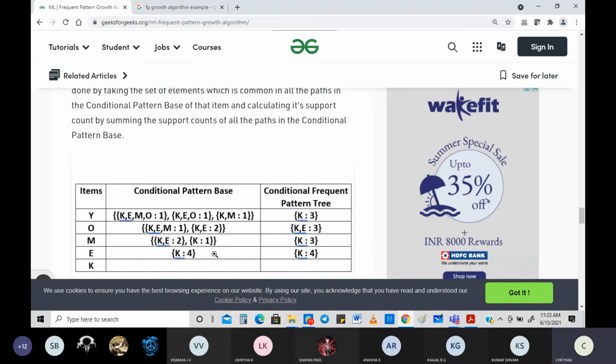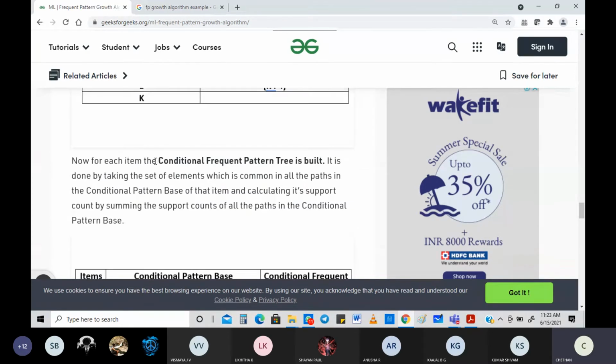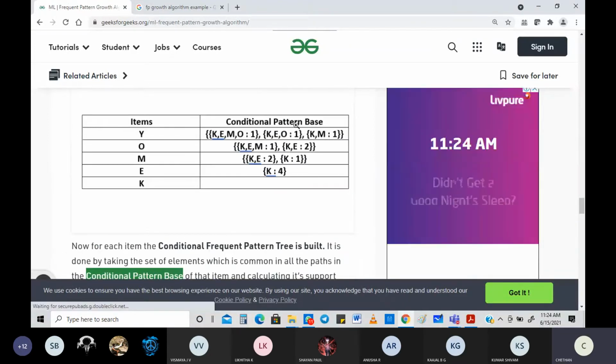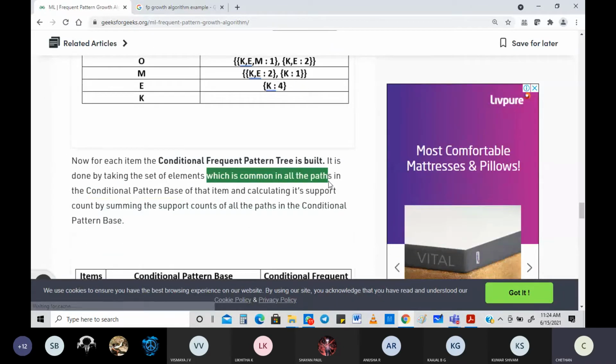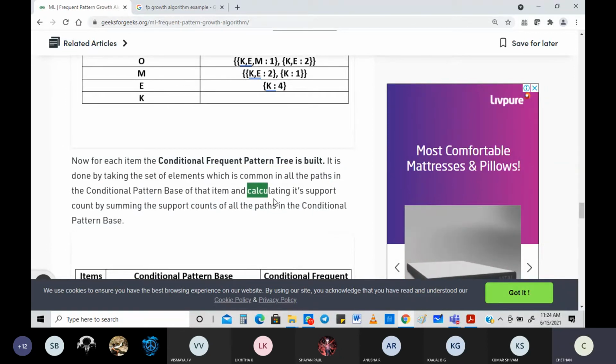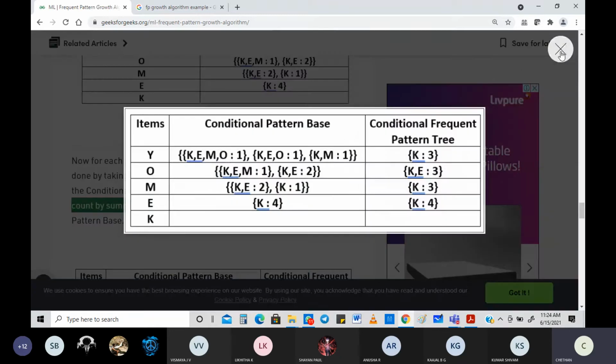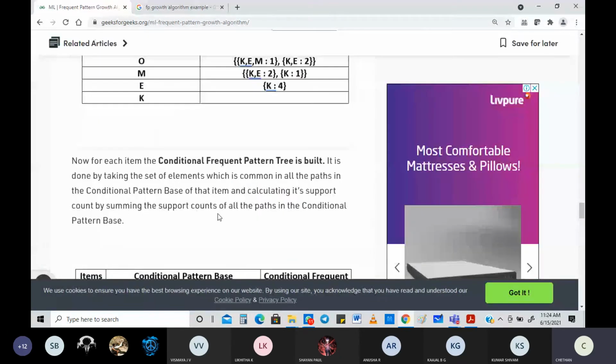Then again with regard to K. So what is this pattern about? You can see the words that have been written here. For each, the conditional frequent pattern tree is built by taking the set of elements which is common in all the paths in the conditional pattern base. What is the conditional pattern base? This one. So you're going to take the ones which are common in all the paths, and calculate the support count by summing up the support counts of all the paths in the conditional pattern base.